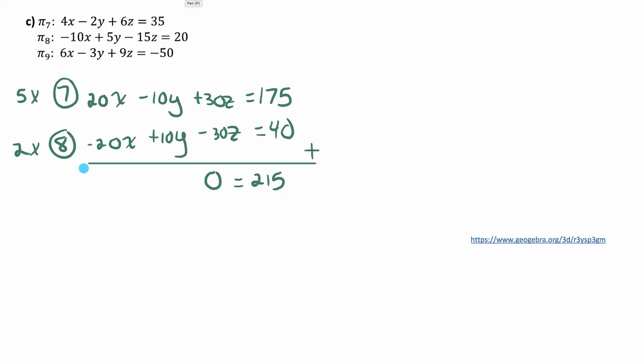If you were to complete this process with another pair of planes in this question, either planes 7 and 9 or 8 and 9, you would find the same thing happens. And that would then tell you that all three planes are parallel and distinct from each other. So I'll just conclude with that. I'll say it's an inconsistent system or no consistent solution. The planes are parallel and distinct.